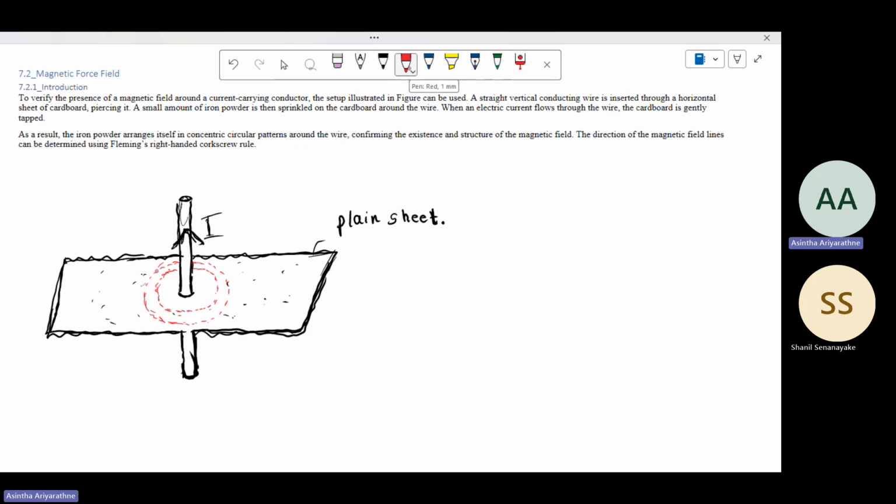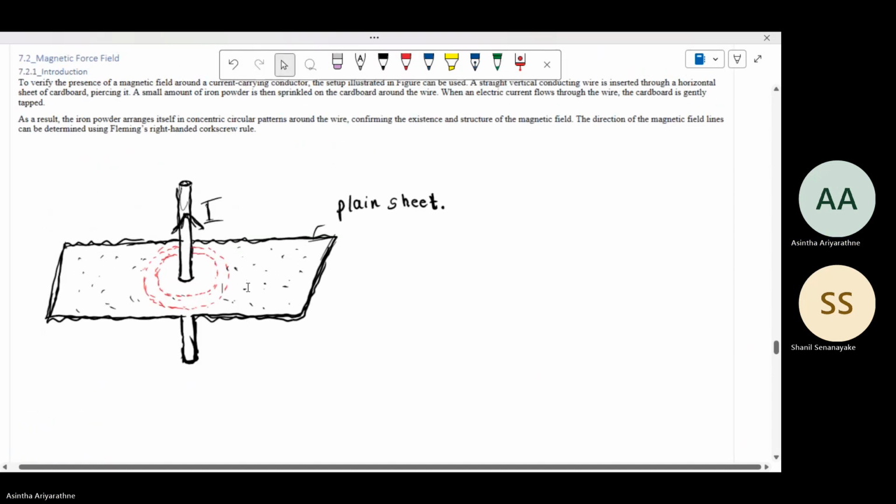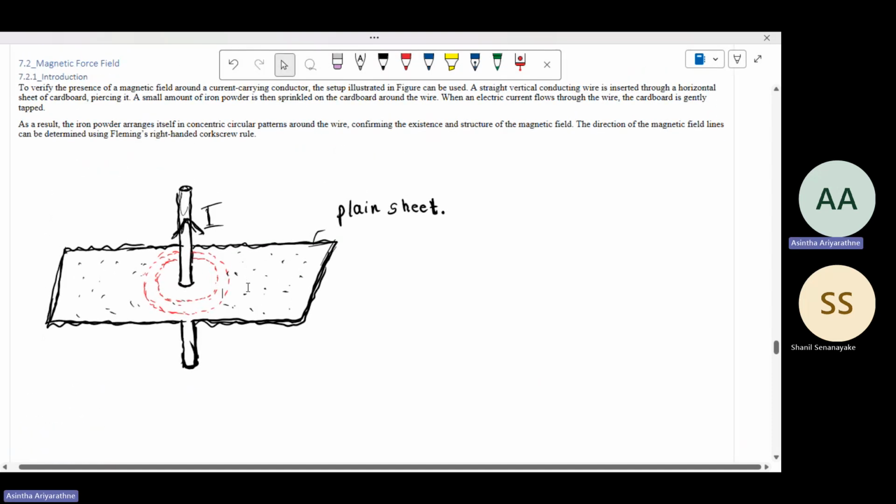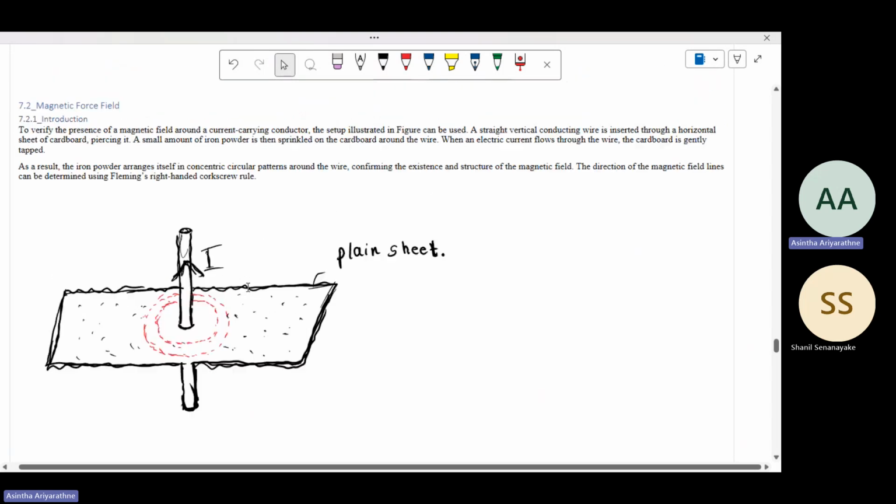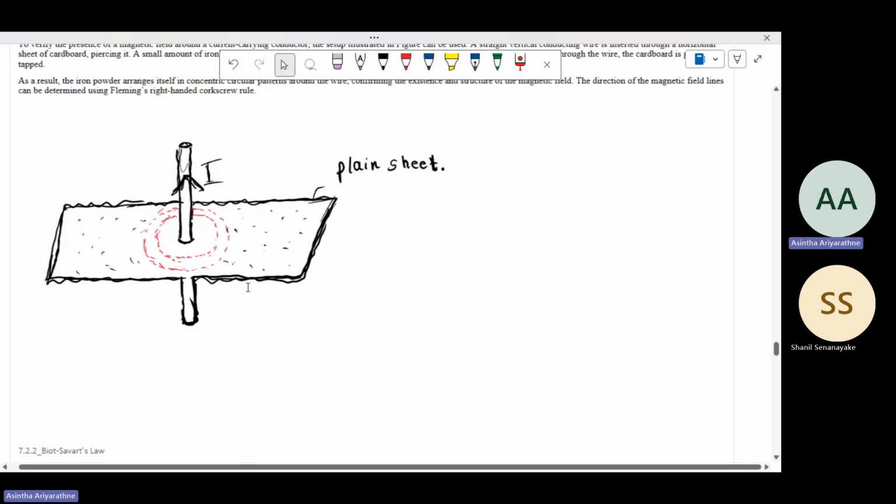So here it can be concluded that around a straight current carrying conductor, there is a circular shaped magnetic field going around it. So this is a small experiment that people first did to observe the magnetic field induced in a current carrying conductor.